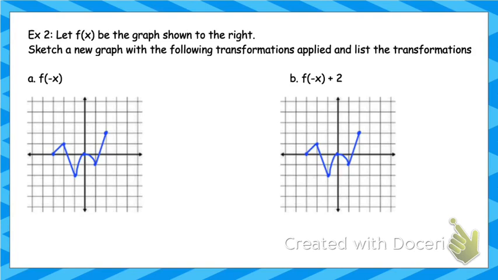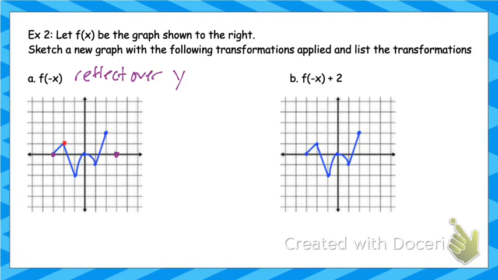So what we're going to do, I have f of negative x. So I first need to recognize that is a reflection over the y-axis. So what that means is all the x coordinates are going to be made negative. So if I start with the point negative 3, 0, that point is going to get reflected to positive 3, 0.